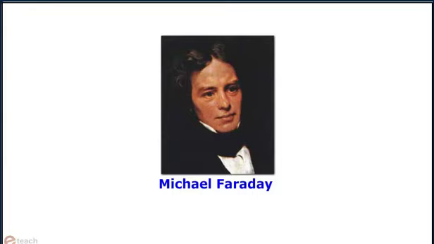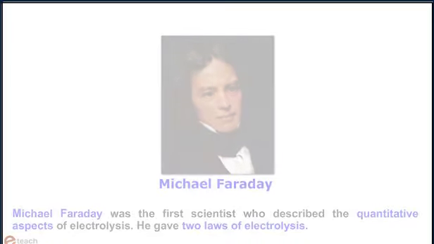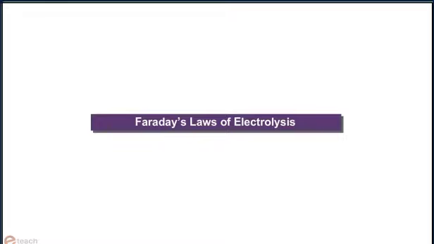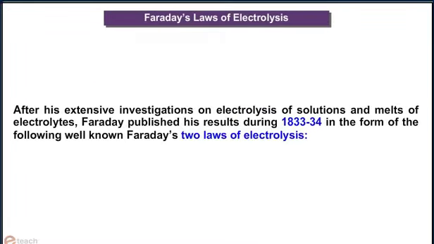Faraday. Michael Faraday was the first scientist who described the quantitative aspects of electrolysis. He gave two laws of electrolysis. After his extensive investigations on electrolysis of solutions and melts of electrolyte, Faraday published his results during 1833 to 1834 in the form of the following well-known Faraday's two laws of electrolysis.